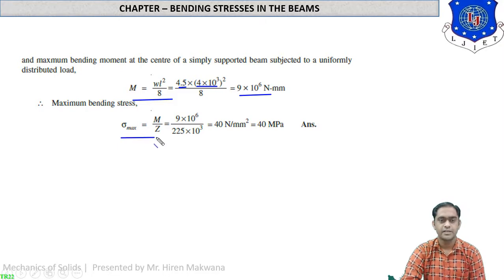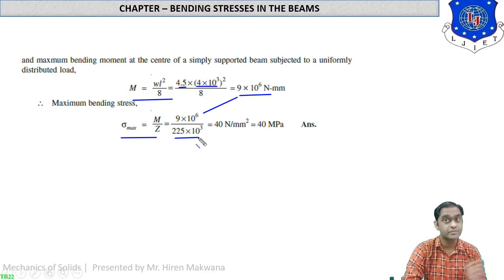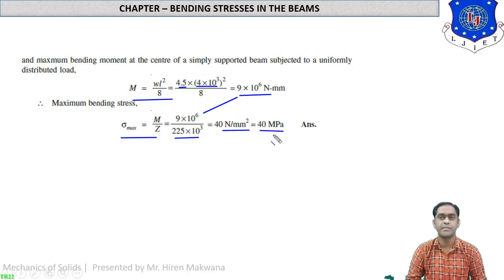Now bending stress is M by Z. M is as earlier 9 into 10 raised to 6. Z is calculated on the previous page, 225 into 10 raised to 3. So the answer is 40 Newton per mm square, which is equal to 40 megapascal. So, a very simple sum. In the first numerical, we had to calculate the length of the cantilever beam. In the second numerical, we have calculated the bending stress for the simply supported beam subjected to UDL on the entire span.